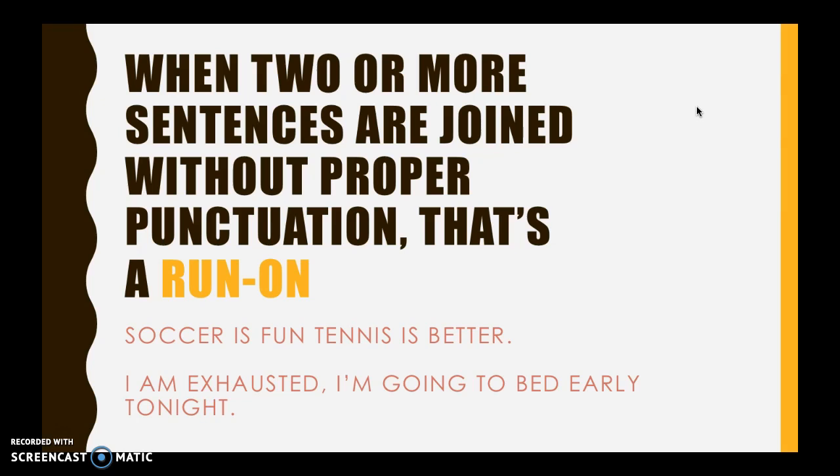The second example, "I am exhausted, I am going to bed early tonight," has a comma between the two sentences. This kind of run-on is called a comma splice, and I'm giving you a heads up that this is the kind of run-on 7th graders make more frequently. Be careful. A comma is not enough to join two sentences.